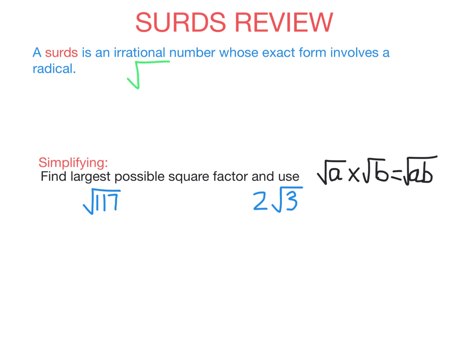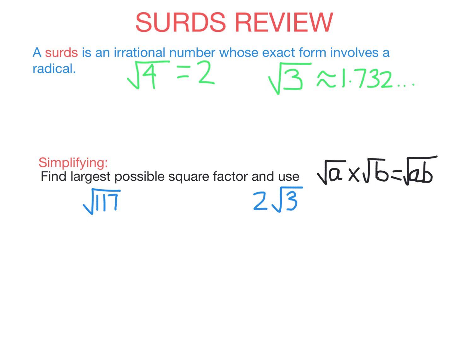Well, something like root 4 is not a surd because the square root of 4 is 2, and 2 is rational. But on the other hand, the square root of 3 is a surd. It's irrational. Its decimal expansion is about 1.732. It goes on forever and there is no pattern. So this is a surd. Root 3 is said to be in exact form. Notice here we have the radical, which is just a root sign.